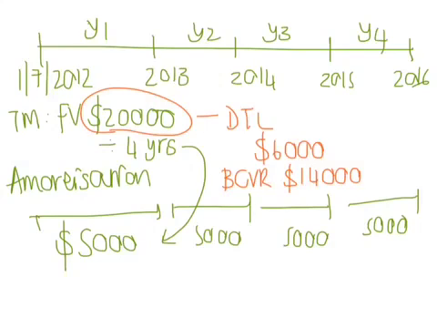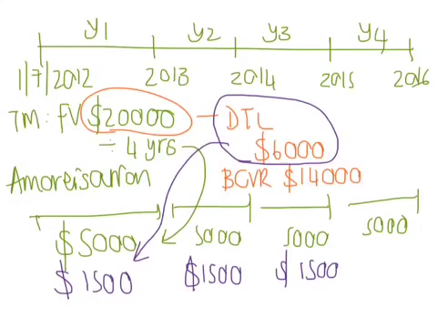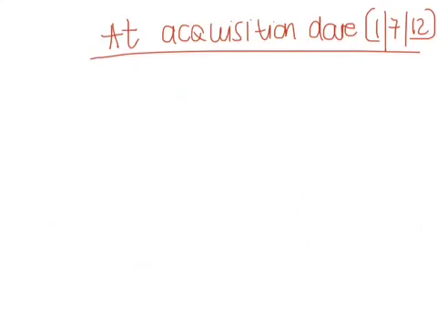The amortization is annually $5,000, so the tax effect on that every year will be $1,500. So basically this deferred tax liability will be reversed annually by $1,500 over the 4 years, every year, until the trademark has been fully depreciated and the full deferred tax liability reversed.